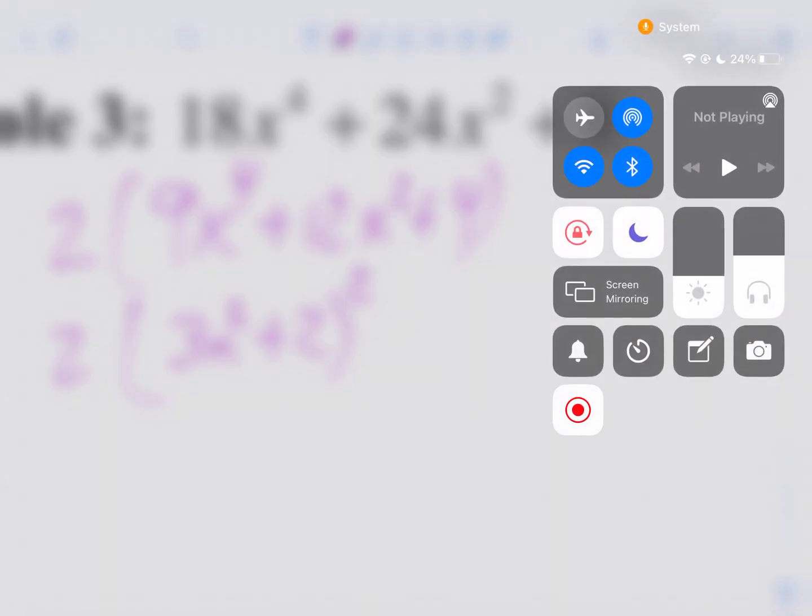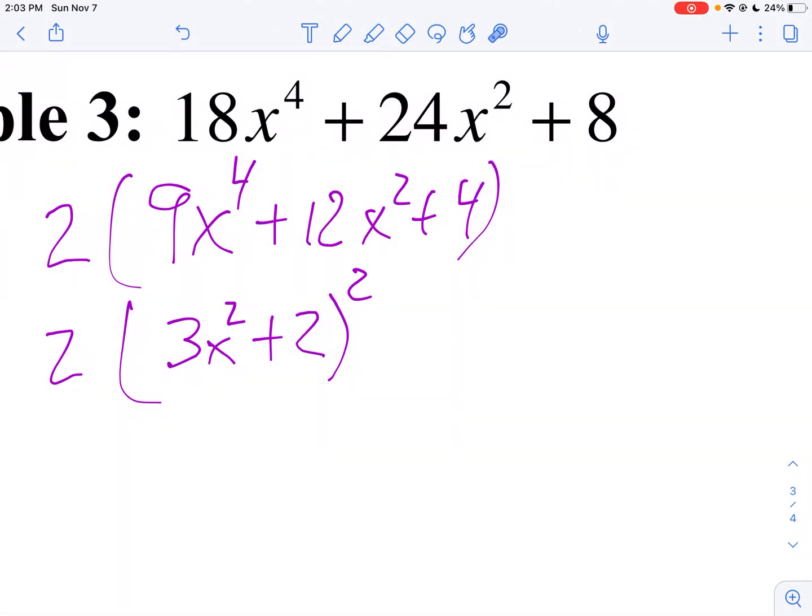Now, let's multiply. If I take 3x squared times 2, I get 6x squared, double that, I get 12x squared. Yes, that works out. Now, look inside your parentheses. Can you factor what's inside the parentheses? We've got a binomial. 3 is not a perfect square, so we're done. You can't factor that anymore.